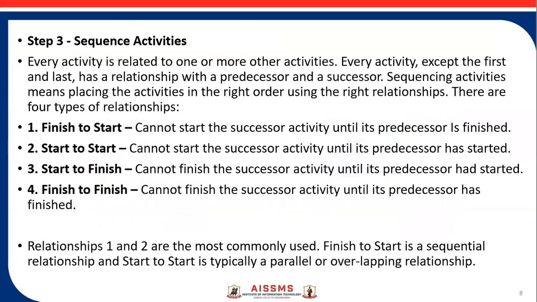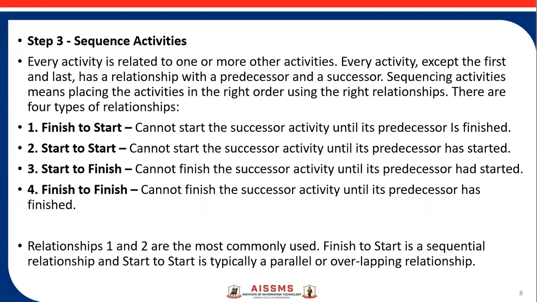Step 3 is sequence the activities. Every activity is related to one or more other activities. Every activity except the first and last has a relationship with a predecessor and a successor. There are basically four types of relationship for sequencing the activities. The first one is finish to start. The second one is start to start, then start to finish, and finish to finish.